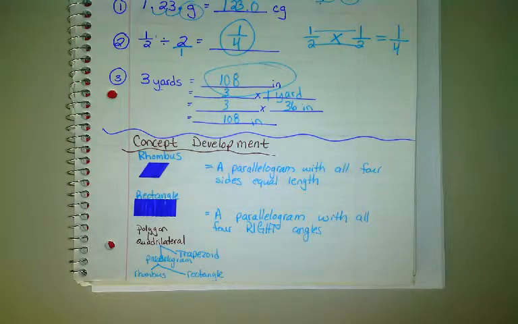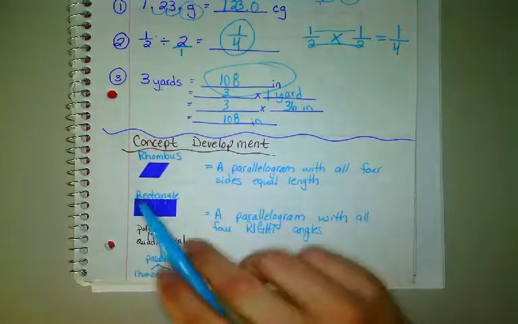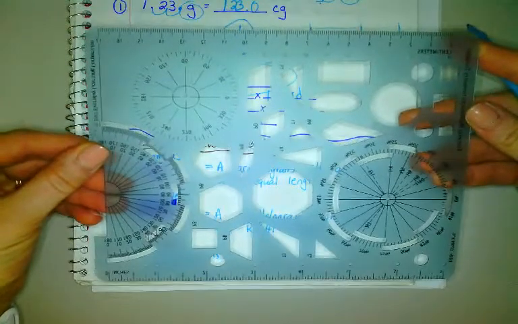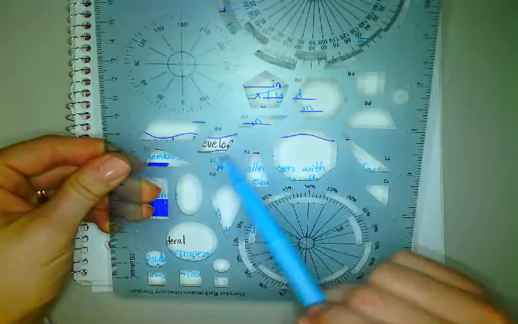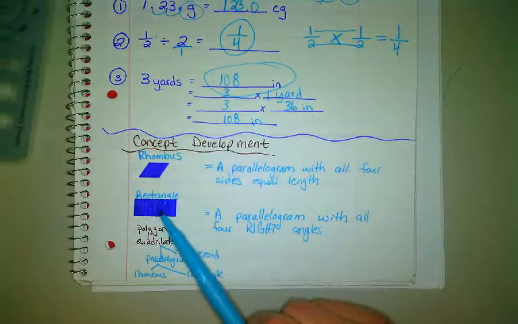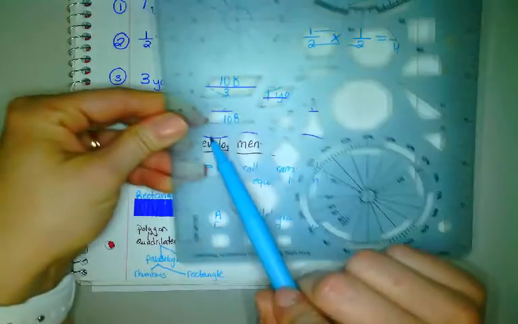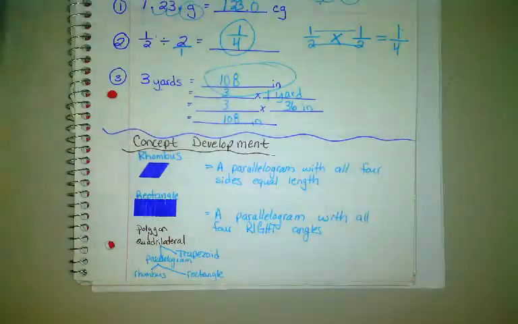So as you're copying this down, I'm just going to show you for the rhombus on our template here, I used, where's our rhombus shape at? I'm looking at it backwards. I used this shape right here. This is my rhombus. And for my rectangle, I used my rectangle shape right here. So if you wanted to copy those down, feel free.